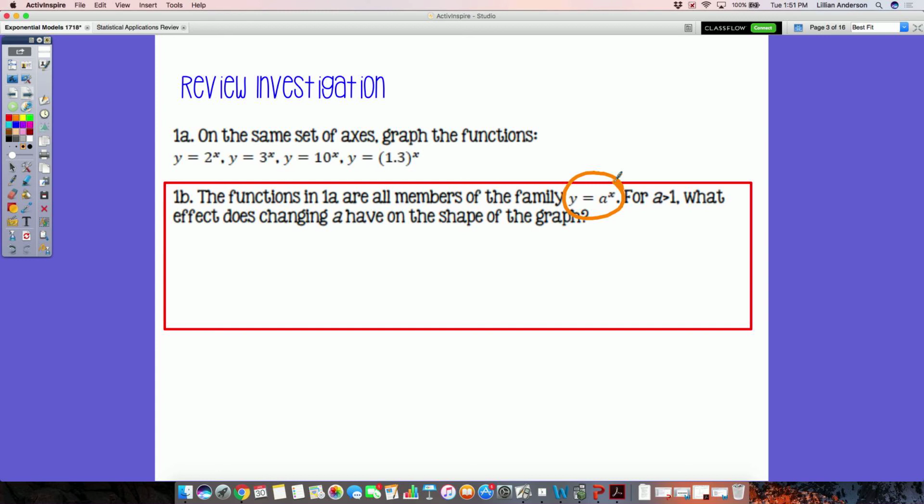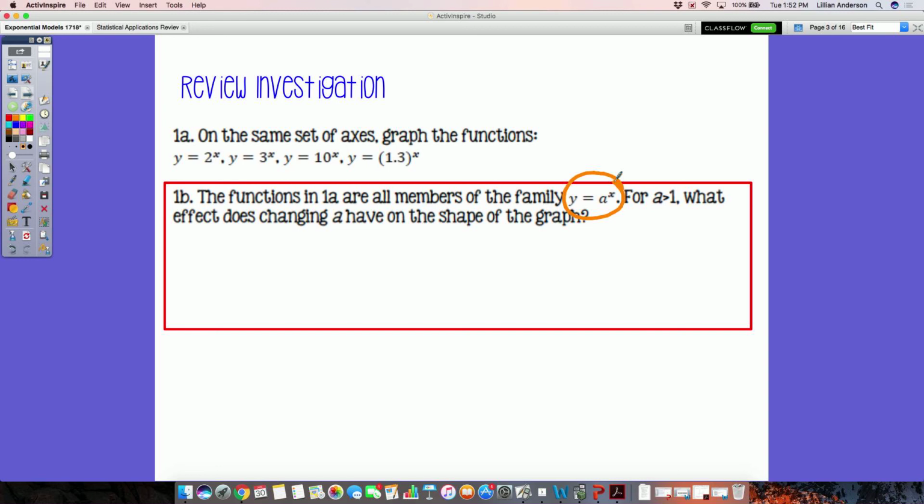Yes? As it crossed over the y-axis, it became more vertical, and the further away it moved from 1, the bigger it got, the more vertical it became. The more vertical it became? Okay. So the bigger the number got, the more vertical it became after the y-axis. Anybody want to add on to that? Maybe they say something different? Yeah?